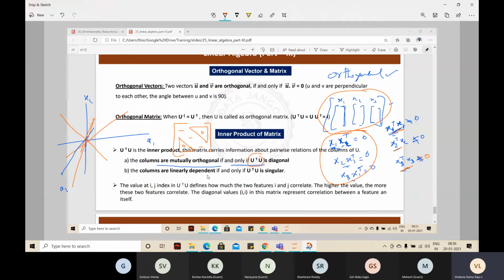The columns are linearly dependent if and only if U transpose U is a singular matrix. We actually saw this in our dummy variable trap: we said that X transpose X is going to create a singular matrix if you have strongly correlated columns. U transpose U is singular, which means linearly dependent. So these are the two concepts we need to understand a little bit. Any questions here? It's a clear, simple thing, right?